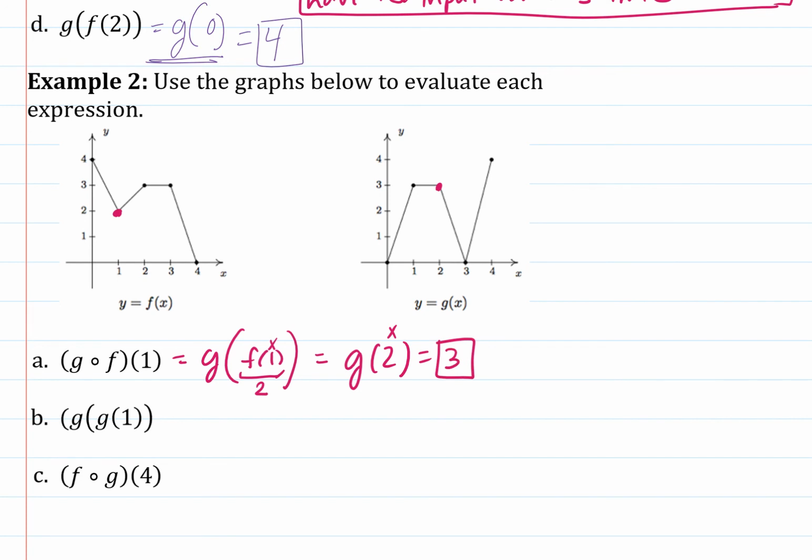g of g of 1. This is cool. You can substitute 1 as an x value in the function g. Okay, we get 3. So now the output value 3 becomes an input value into the same function. We're going to go over here, and g of 3 is 0.